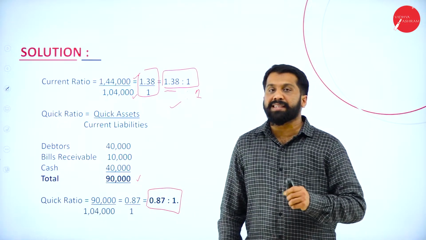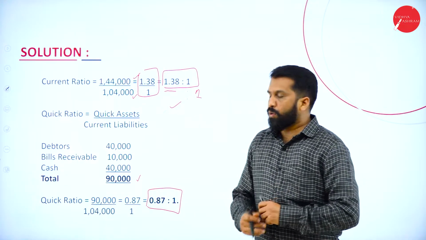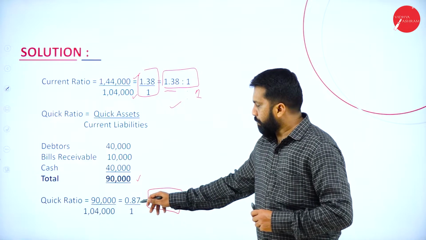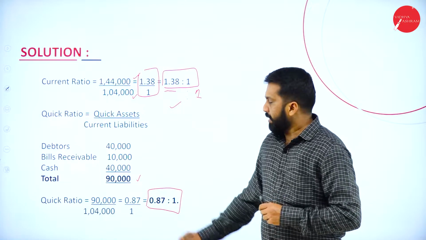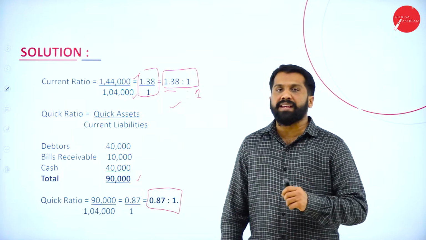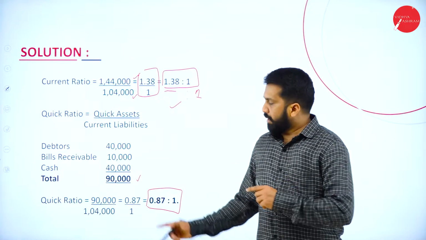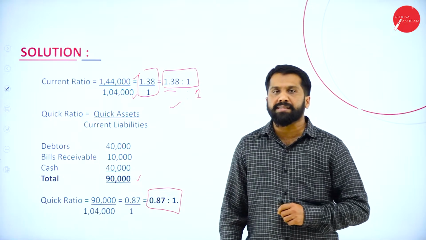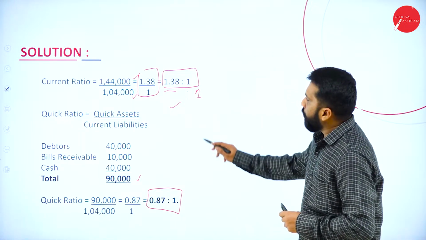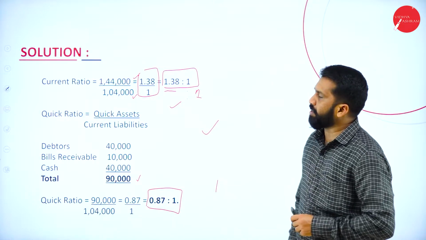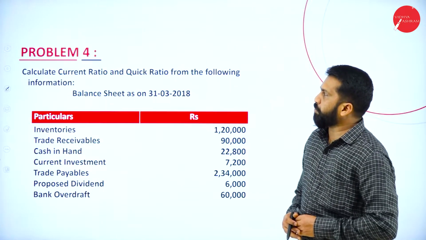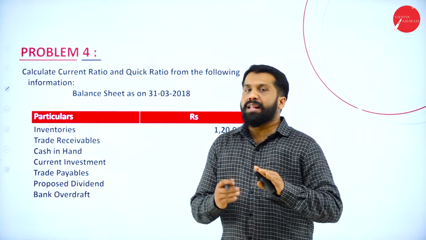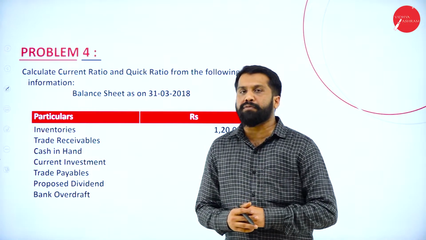Never call it as eighty-seven. Once the decimal is done, after the point, whatever you read, always while reading, you should say point eight seven. It is not eighty-seven, it is dot, or 0.87. Hope you understood what is current asset and what is quick asset. Now, we'll move to the next problem, problem number 4. Later, we'll go for all your 15-mark problems.